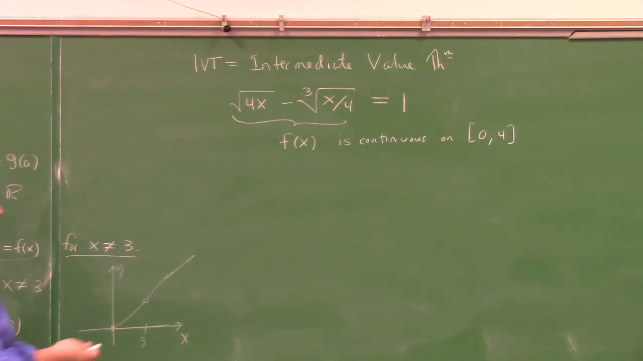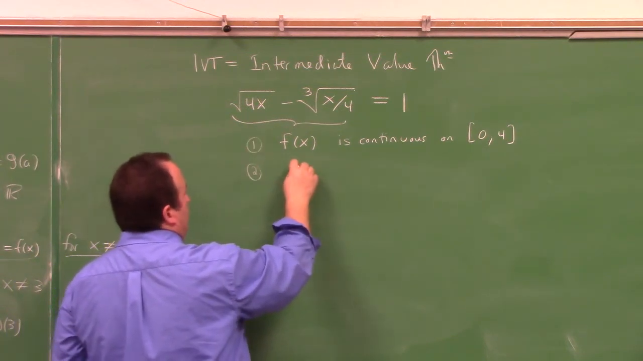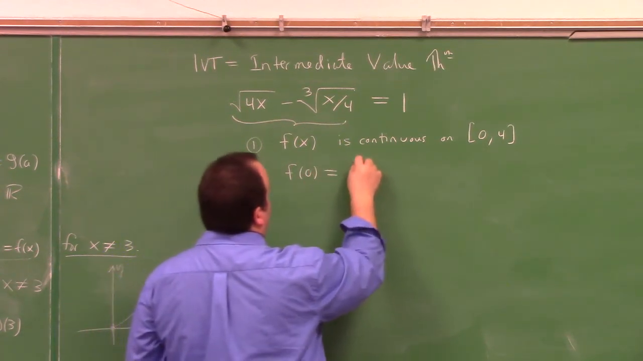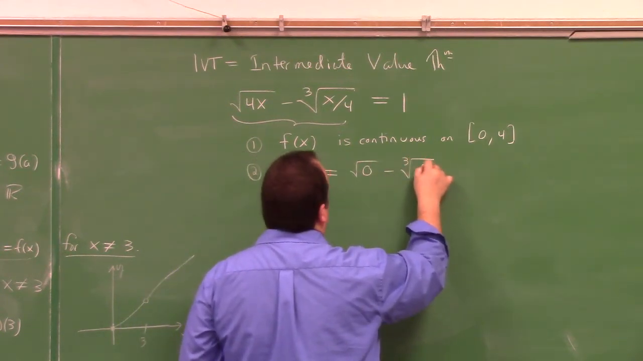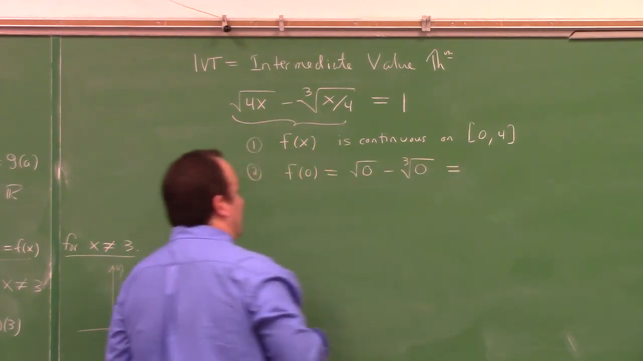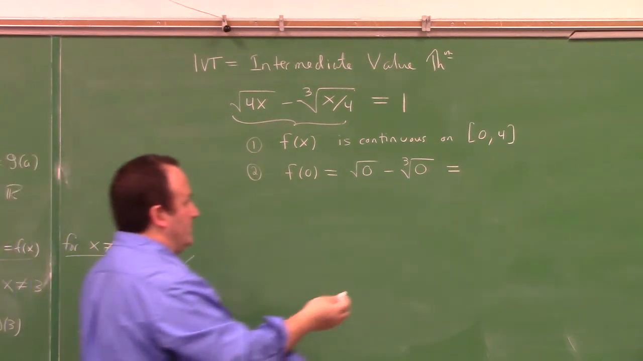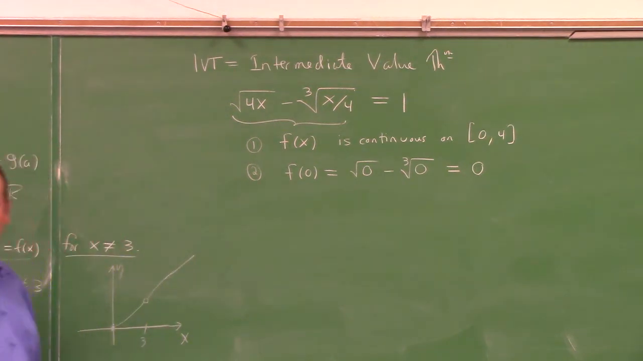Number 2, let's check out what f of 0 is. We have the square root of 4 times 0, which is 0, minus the cube root of 0 over 4, which is 0. So f of 0 is 0, not equal to 1.